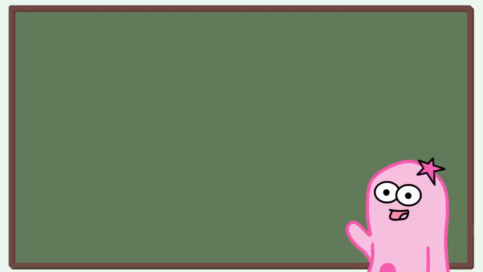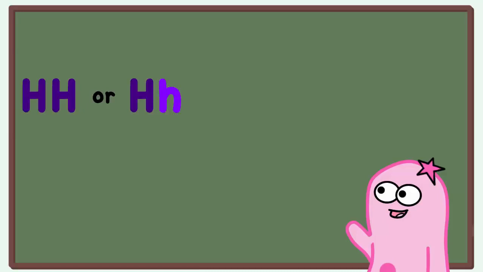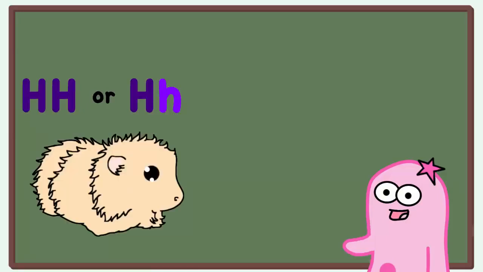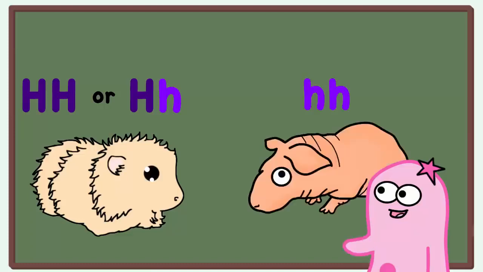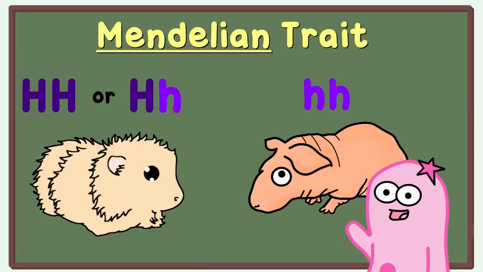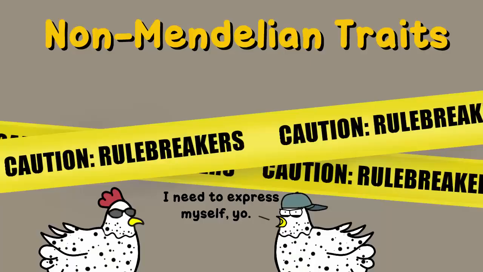Remember in our guinea pig video, having a dominant allele represented by a capital H meant that the guinea pig would have hair? Only if there was no dominant present, a genotype of little h, would there be a hairless guinea pig. Well, that's a Mendelian trait, but what we're going to cover now is when these traits are non-Mendelian and they don't follow these basic rules. So let's first start with snapdragons.